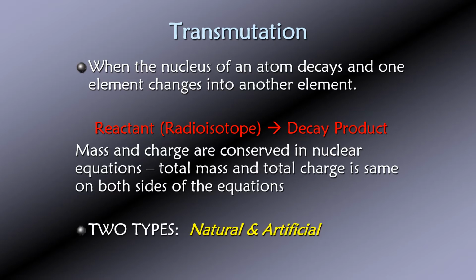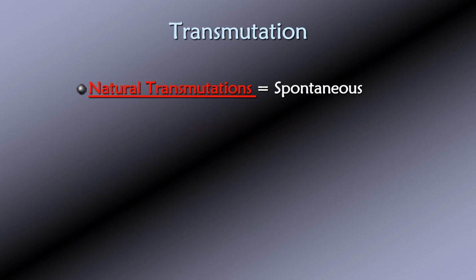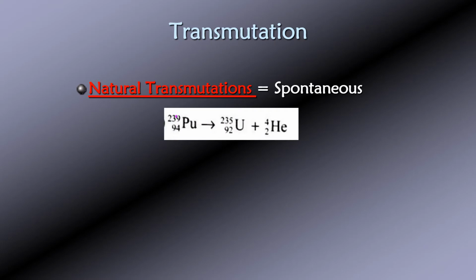So basically we have two types of nuclear transmutations, which are natural and artificial. And the way both of them are different from each other is that natural transmutations are spontaneous, which means they happen on their own. They don't need any type of external force or energy, anything to get them started. So this is an example of what an equation for a natural transmutation can look like. You have a radioisotope that's converting into another isotope and then releasing an alpha particle. Remember, helium with a mass of 4, charge of 2 is an alpha particle.